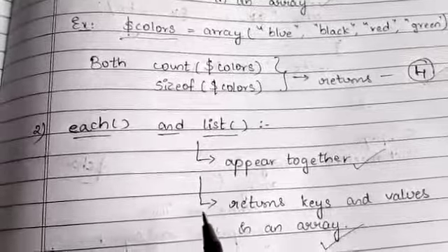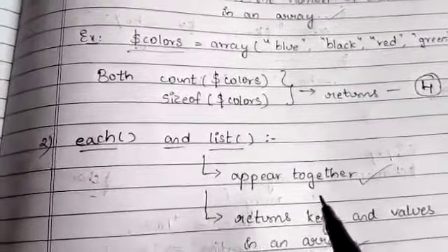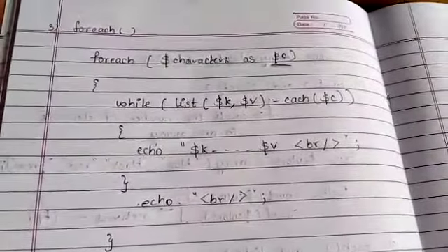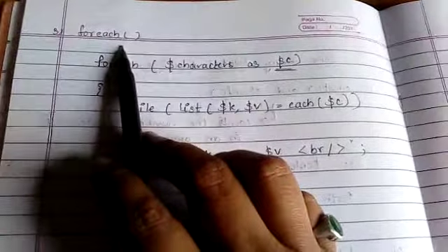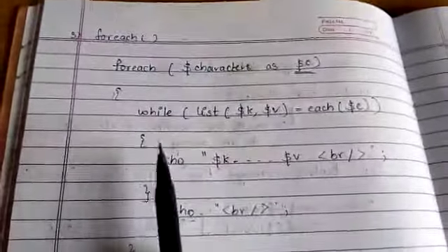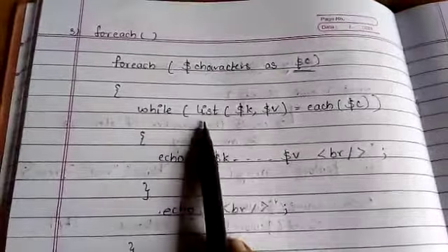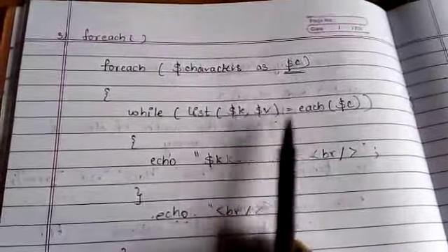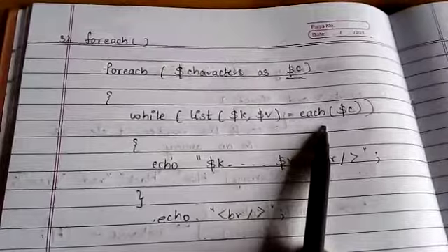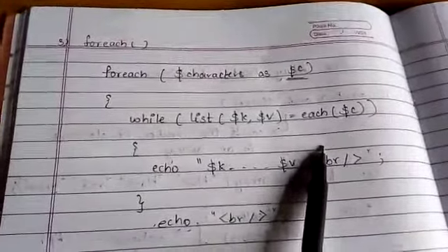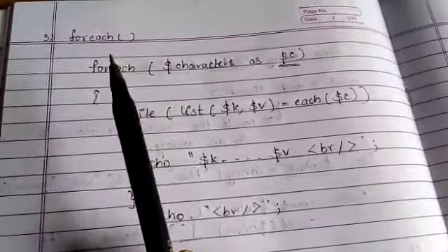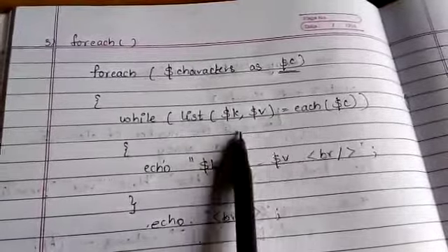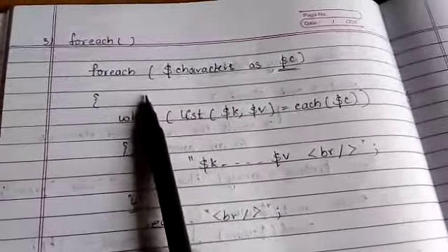Then let me explain in brief with an example. And this is the third type of function, called the foreach function. In it we are going to use the list function and each function. Previously I told you that each and list functions come together and are used to access the elements in a multidimensional array. In looping statements I explained the foreach statement, and these list and each functions come together in the foreach statement in our example.